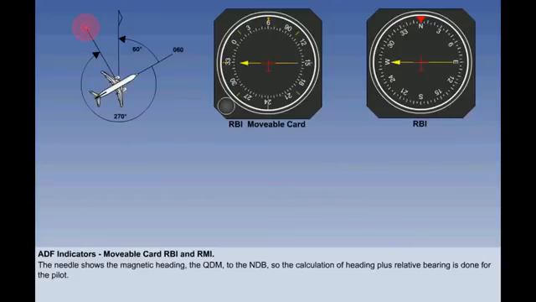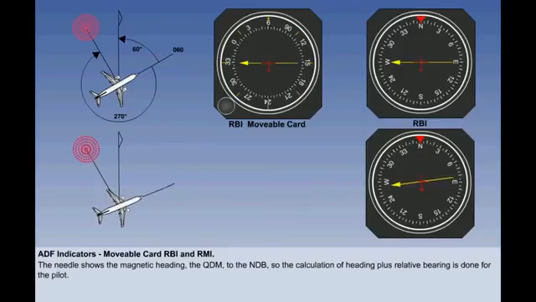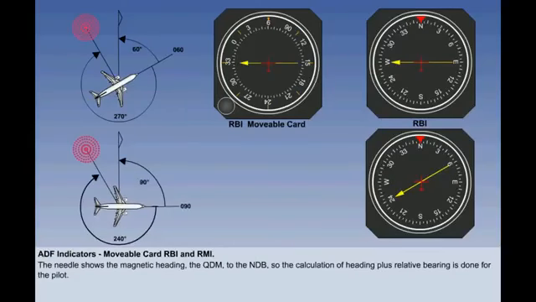The weakness of this system is that the pilot has to manually turn the card on the RBI every time his heading changes. If our pilot turns from 060 to 090 degrees, we see that the beacon now has a relative bearing of 240 degrees to the nose of the aircraft.